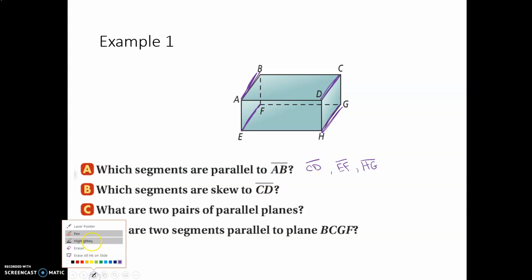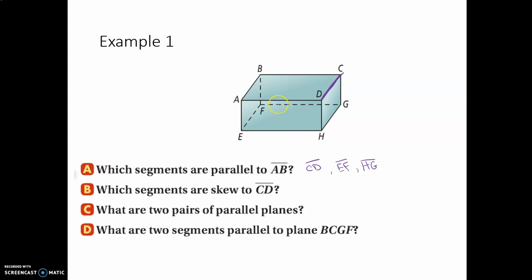All right, let's get rid of that writing. Let's look at the next one. And this is what you should be doing. You should be writing all over your pictures. Don't write in your textbook, but have those pictures. If you have a worksheet, draw on it. Which segments are skew to CD? So CD, we don't want parallel, we want skew.